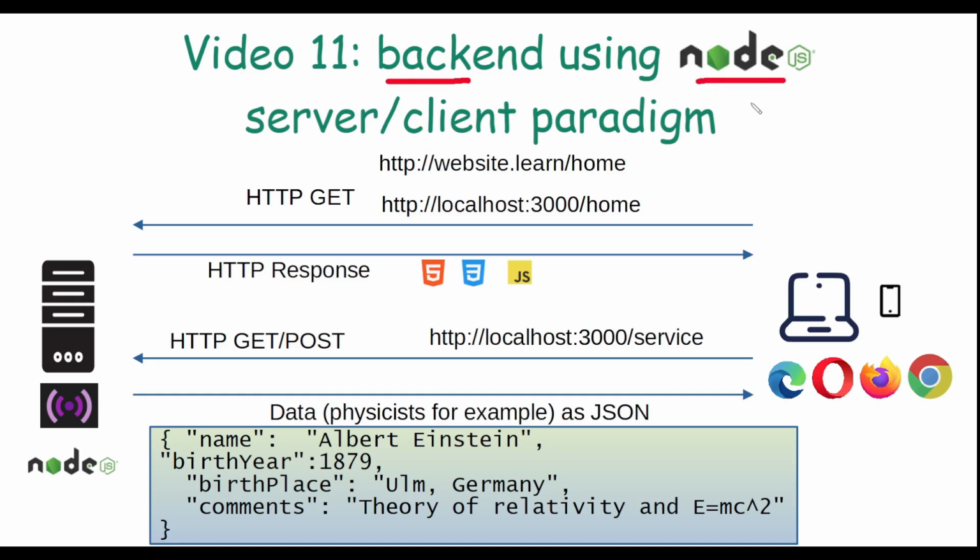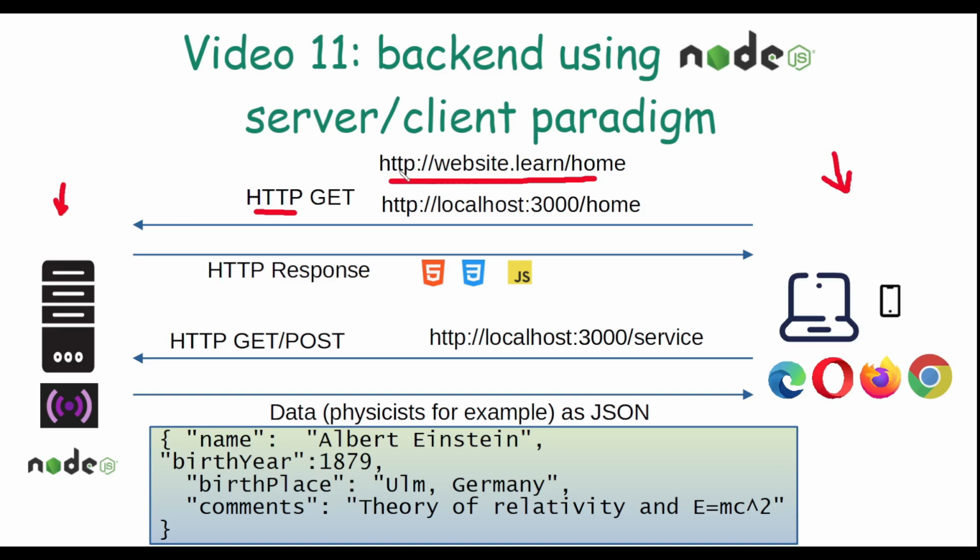Let me start by clarifying the client server paradigm. In the client server paradigm we have a server which provides content to the client. A client is, for example, a web browser on your laptop, on your mobile devices, or on your PC. These clients will issue an HTTP request, usually HTTP GET, to get a web page.